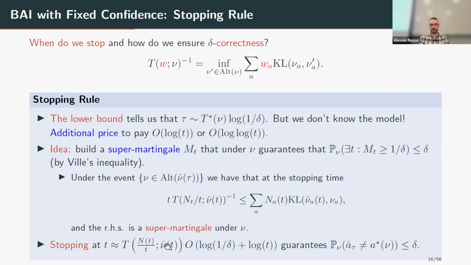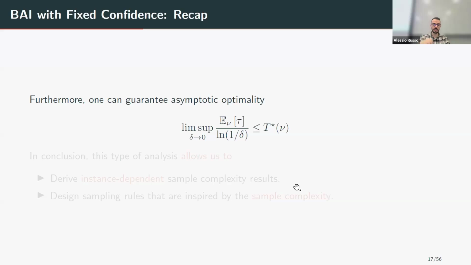As the characteristic time, the empirical one, that multiplies a threshold rule that is log 1 over delta plus log t. And using this threshold rule, we show that we can guarantee correctness, but we can also show that we have asymptotic optimality. Now, the stopping rule that I showed you in the lectures has a suboptimality constant of 2, but you can show that there are better threshold rules that guarantee this optimality here.